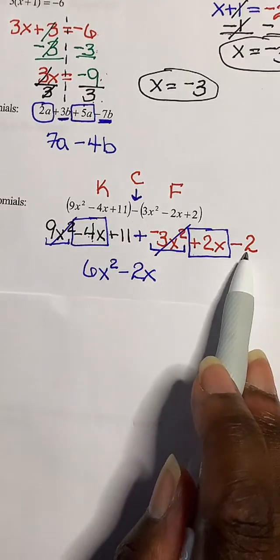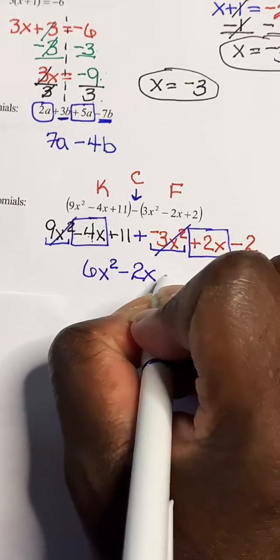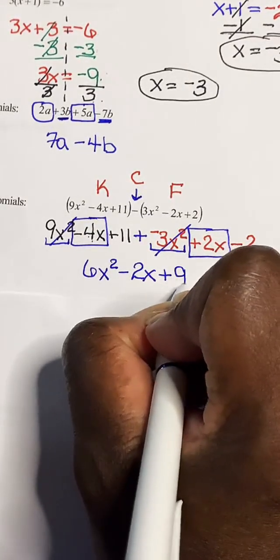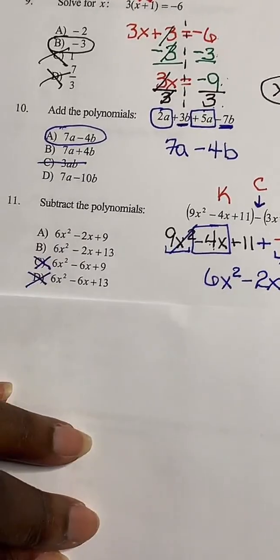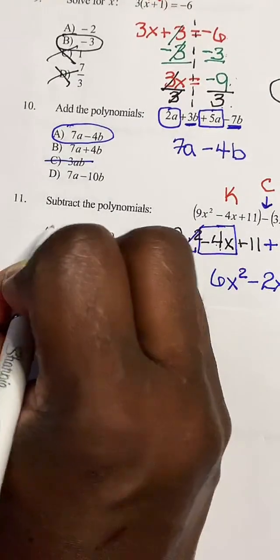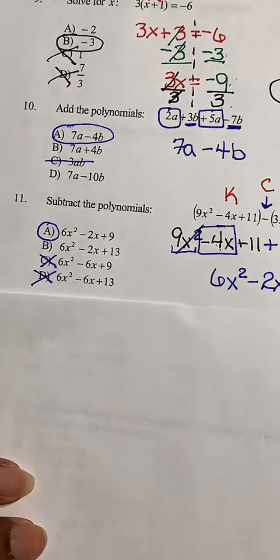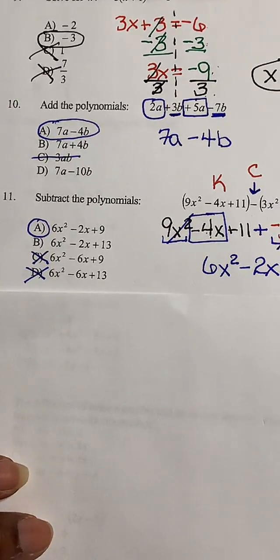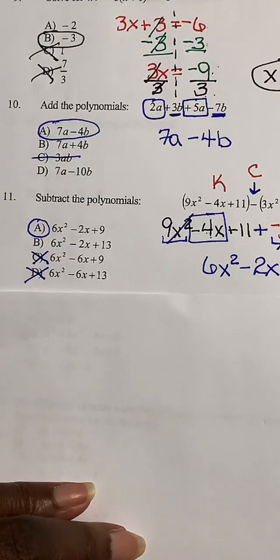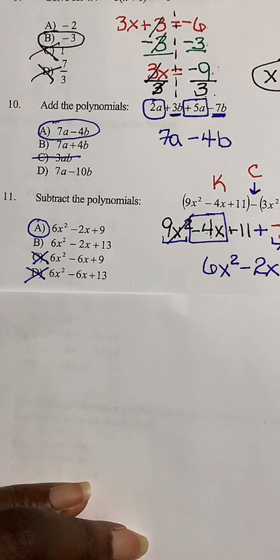So knowing that, I'm going straight to my answer choices. So which one has a minus 2x? That's A and B. So that means C and D is out. Then you can do the last term, which is 11 minus 2, which gives me a positive 9. And that means our answer is A.